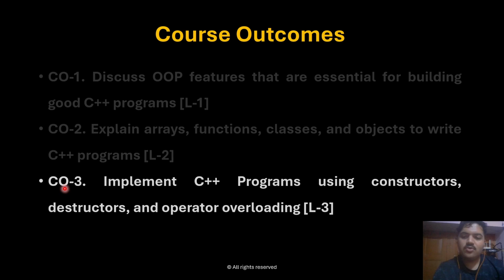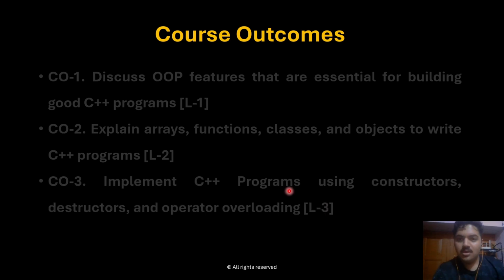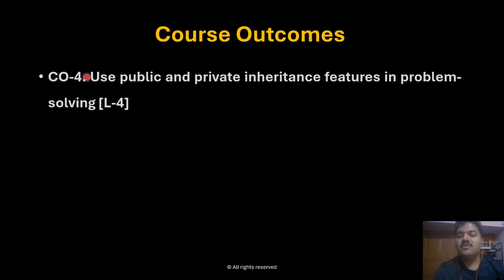And the third course outcome is to implement C++ programs using constructors, destructors, and operator overloading. These are the higher level concepts which we will be studying in the future units. These help us to write a smarter C++ program. The next course outcome we'll be discussing is the use of public and private inheritance features in problem solving. Inheritance is one of the most popular concepts of object-oriented programming that will help us to write most of the code.